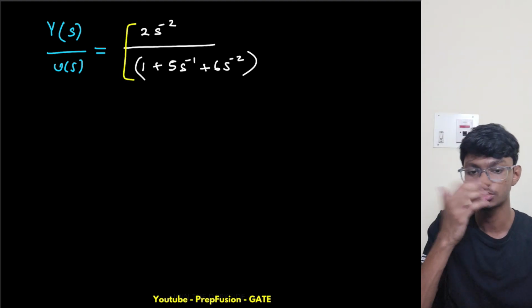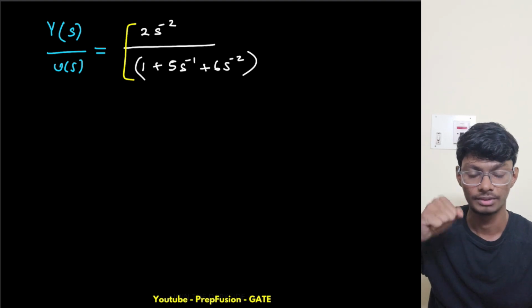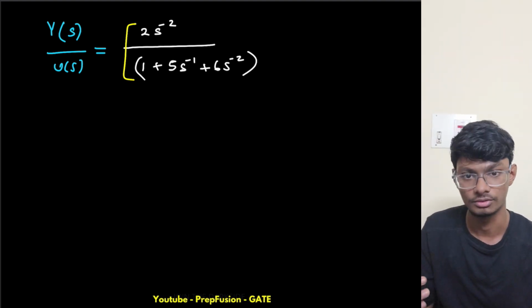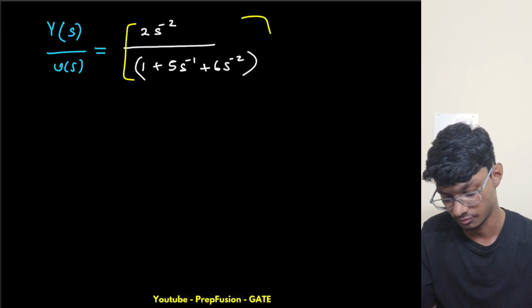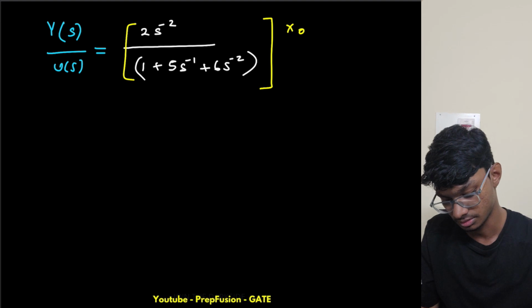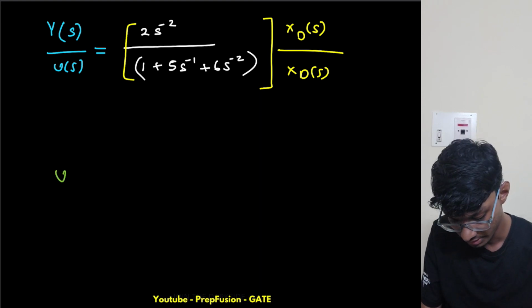From the transformation also you can directly write the state equations, but as the question has asked us to find the state diagram also, for finding the state diagram you have to use this. So xd of s and xd of s. Okay, so what I can do now is I can write my u of s like this.